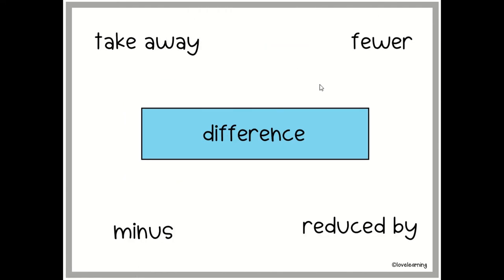Next, we're going to talk about subtraction vocabulary. Some words that tell me when to subtract are take away, fewer, difference, minus, and reduced by. Okay, if I wanted to see these as written expressions, I would see things like 34 take away 12, 34 fewer than 51, the difference of 34 and 12, 34 minus 12, and 34 reduced by 12.